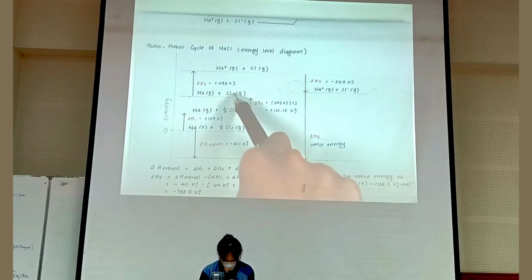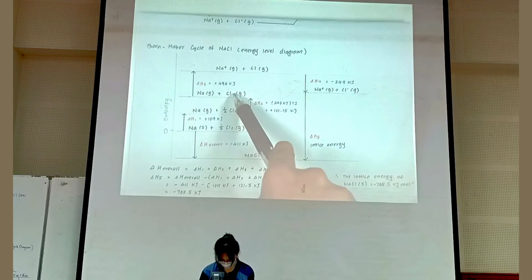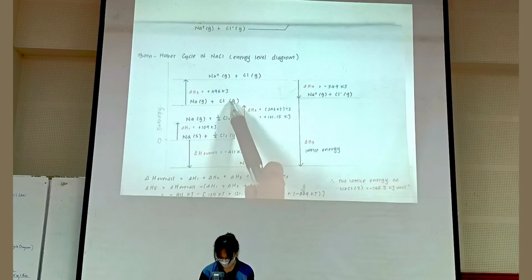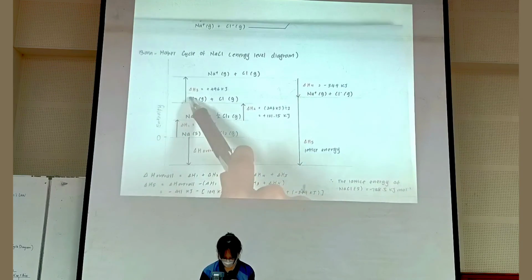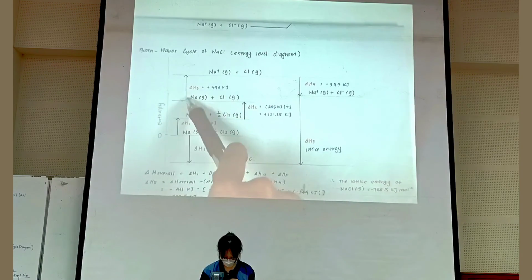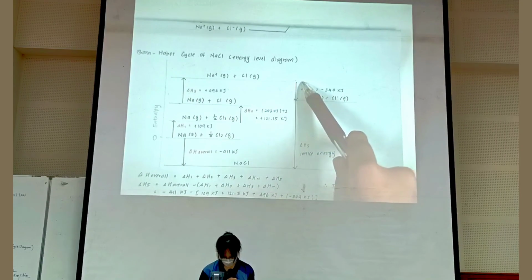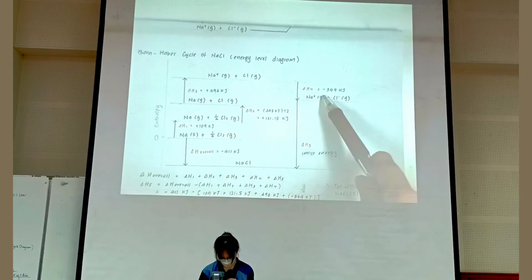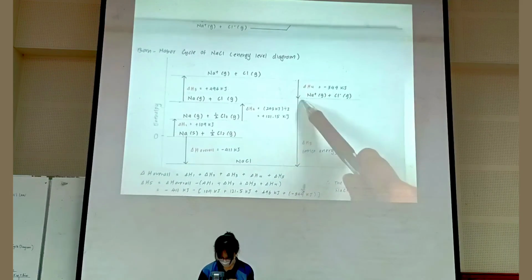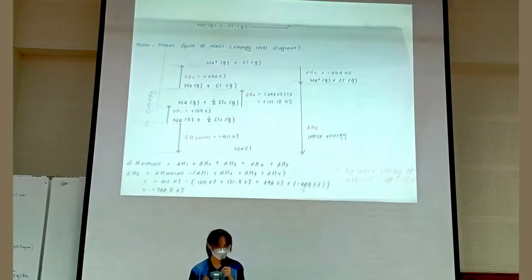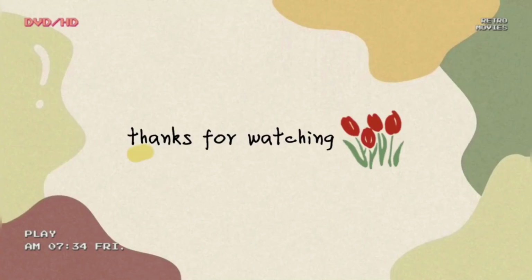Then the third step is we have to convert the Na into Na+ and Cl into Cl-. Then we have to use the ionization energy, whose enthalpy is positive, and electron affinity, whose enthalpy is negative. Then finally we can find the lattice energy. That's all for this question.